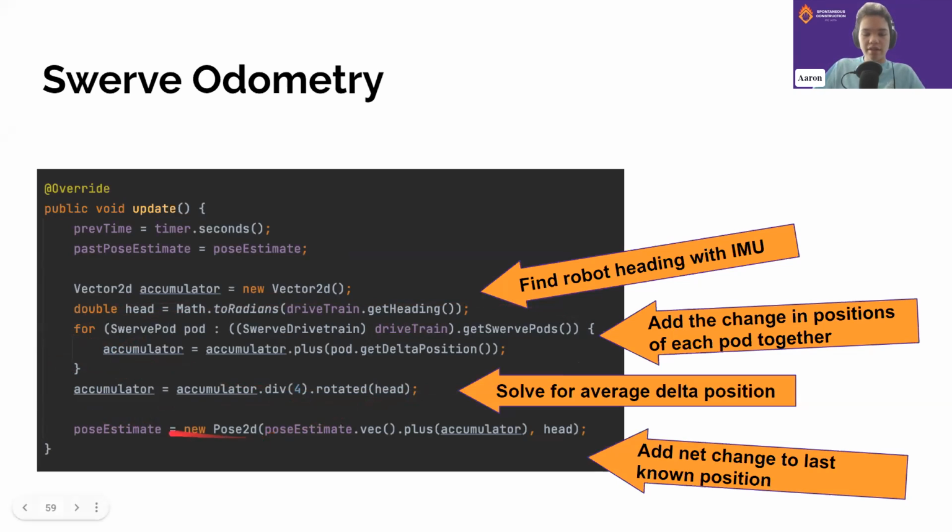And then at the end, we return a new pose estimate where we do the last position, which is what this is, and we add the accumulator. Something you may have noticed if you're more familiar with FTC libraries is that a lot of these methods, or a lot of these items like the Vector2D and that kind of thing, are actually Roadrunner methods.